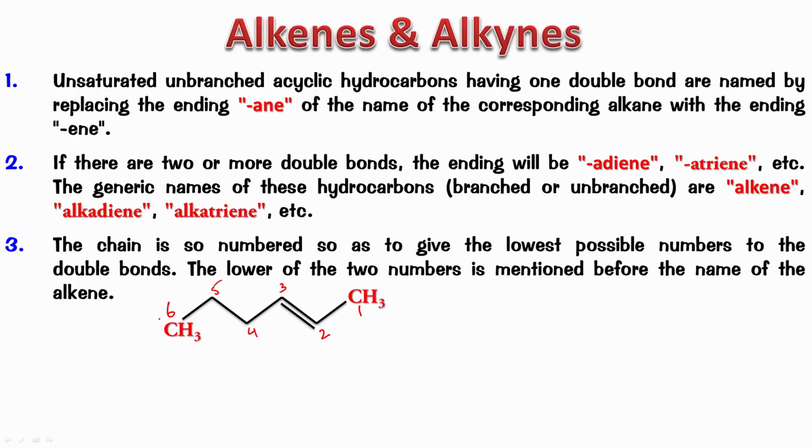And of course, I'm going to talk about how to decide what is a parent chain. So here it is hexene, as you can see: 6 carbon atoms and one double bond. And the double bond is located between 2 and 3, so we only mention 2. So this particular name becomes hex-2-ene. Let's try something with 2 double bonds.